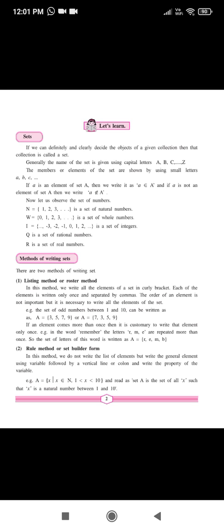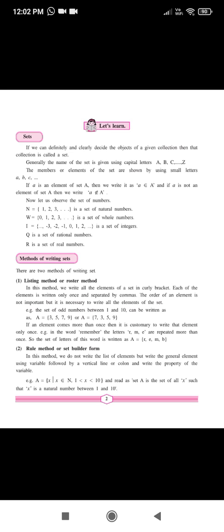The first one is called the listing method, also called the roster method. In the listing method, all the elements' names are mentioned in curly brackets, and remember that each element is written only once and they are separated by commas. Now see the example given here: the set of odd numbers between 1 and 10.